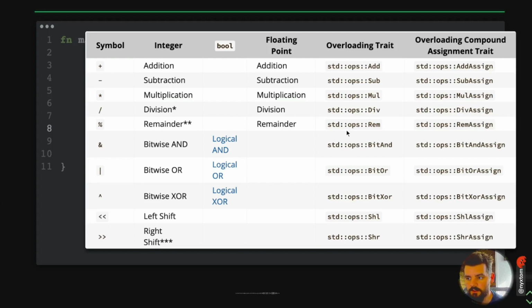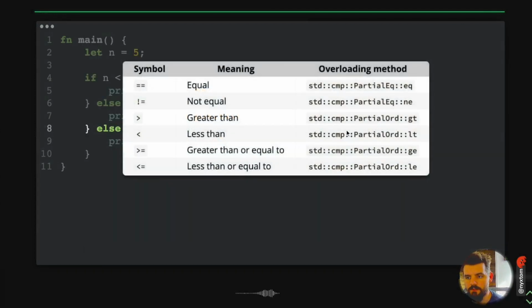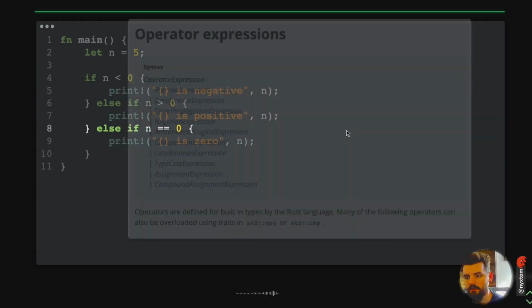The overloading trait that is associated with that in the standard library, the overloading compound assignment trait as well. You'll hear that word more and more as trait. It's basically how all of Rust works in the standard library and how you build things and make it extensible. So if you want to extend your implementations to implement some of these basic operations, you would implement a trait here, like an add or subtract, etc. These are some of the conditional operators: equality, negate, not equal, greater than, etc.